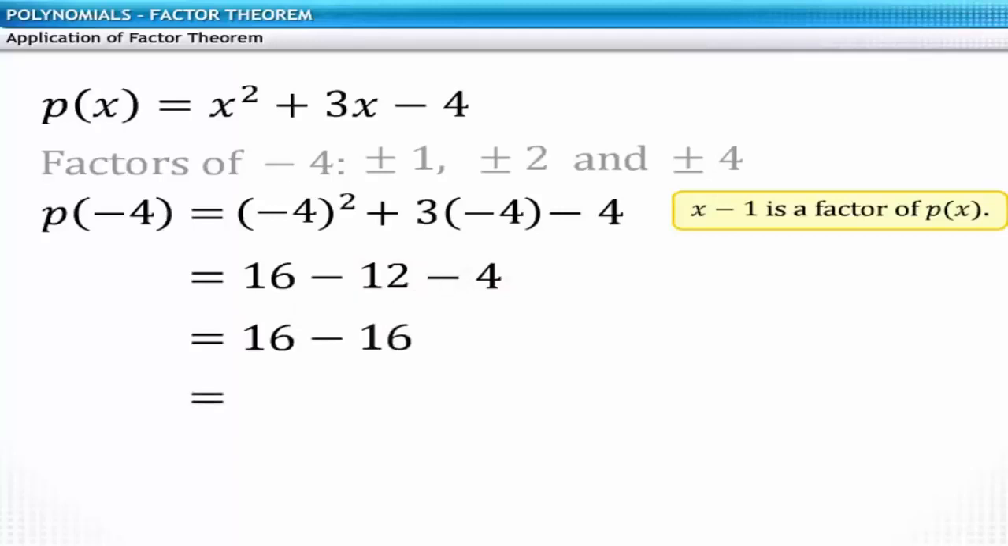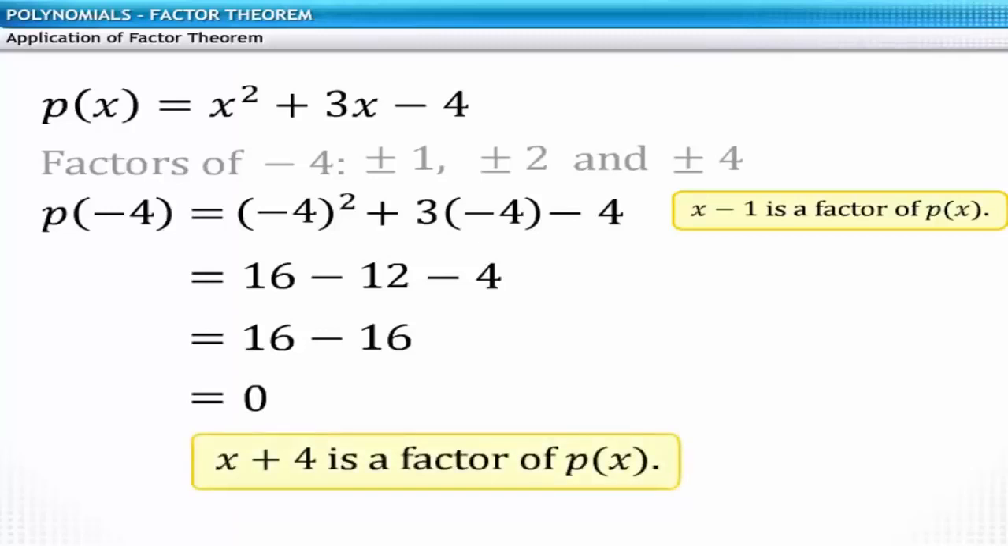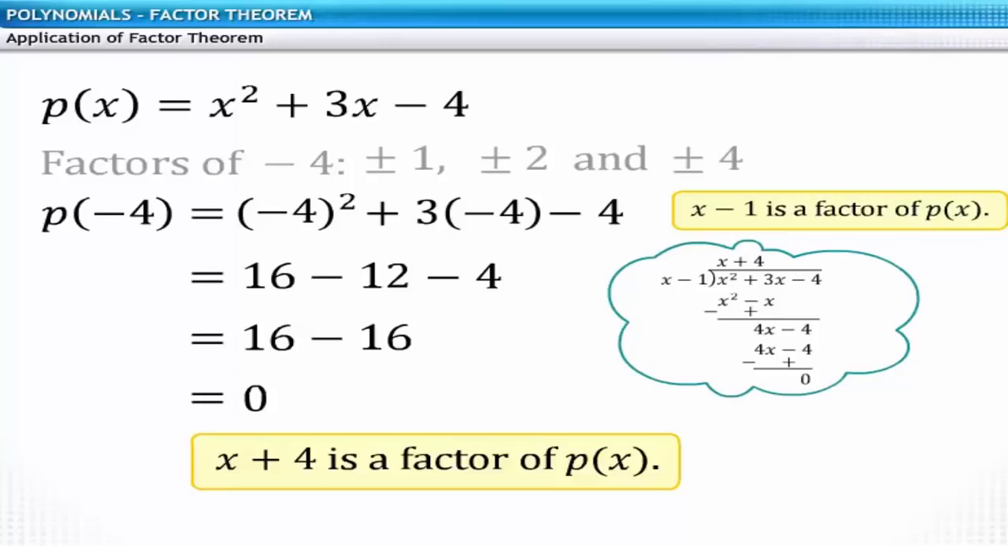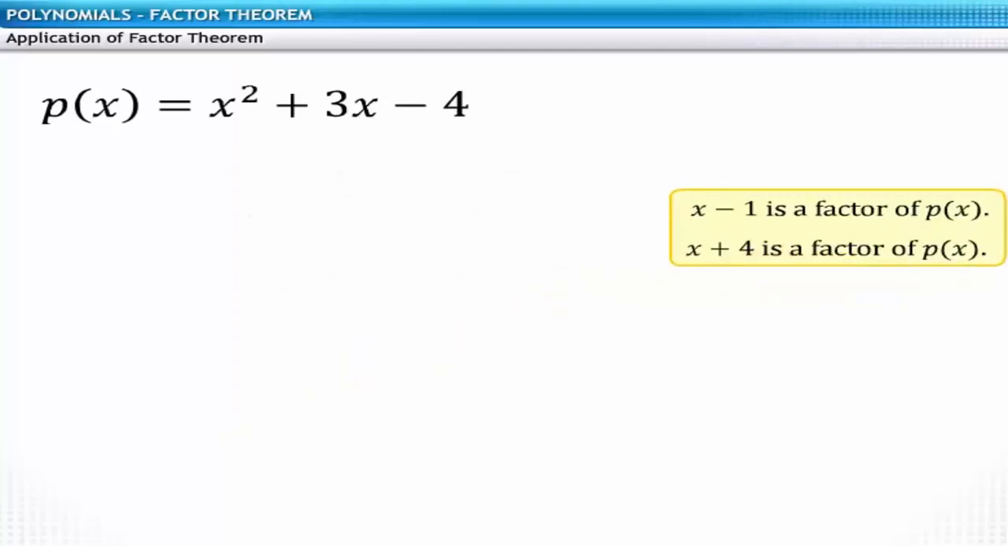we get p of minus 4 is equal to 0. Therefore, x plus 4 is also a factor of p of x. This can also be obtained by dividing the polynomial by x minus 1. The obtained linear polynomials are the factors of the quadratic polynomial.